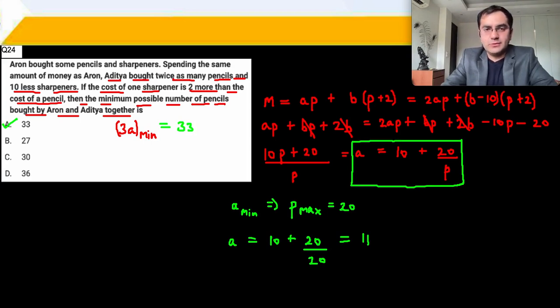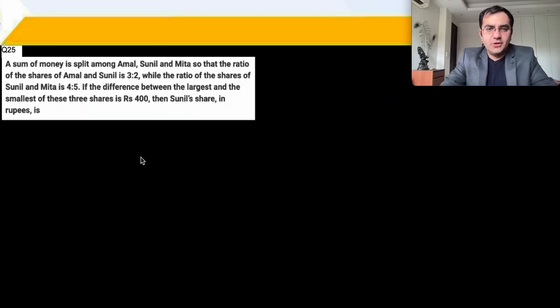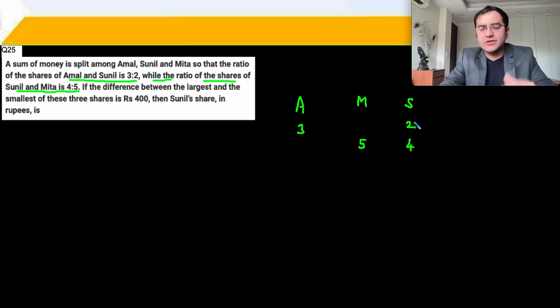33 is the right answer for question 24. Lovely, beautiful question and definitely challenging to be done in the exam. Elementary question on ratios. Sum of money split between A, S and M. The shares of A and S are in the ratio 3:2, and the shares of S and M are 4:5. So S पे 4, M पे 5. Now you see this is 4 here and this is 2 here. So it's basic concept of connecting ratios.